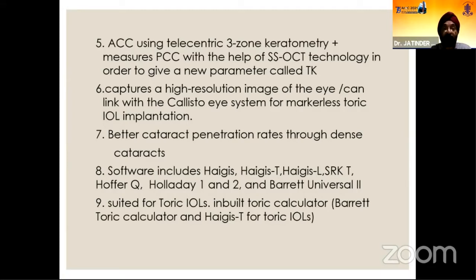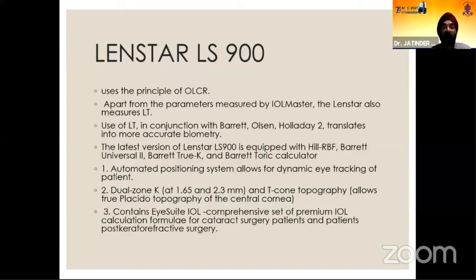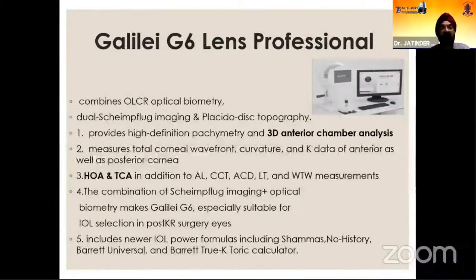There is better cataract penetration, and the software also includes integration with Haigis T, SRKT, and all these other formulas, including the 4th generation formulas of Holladay 2 and Barrett Universal 2. Lenstar 900 uses the principle of optical low coherence reflectometry, and apart from all the parameters measured by IOL Master, it also measures the lens thickness.